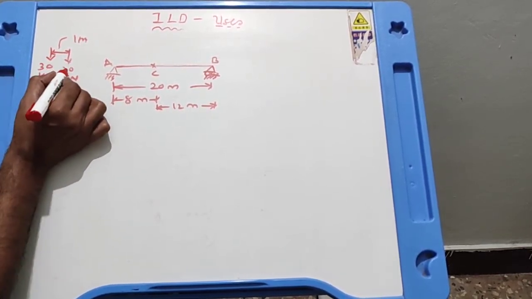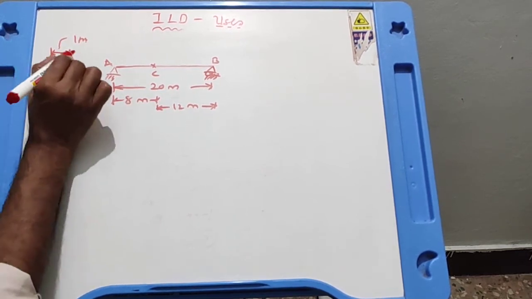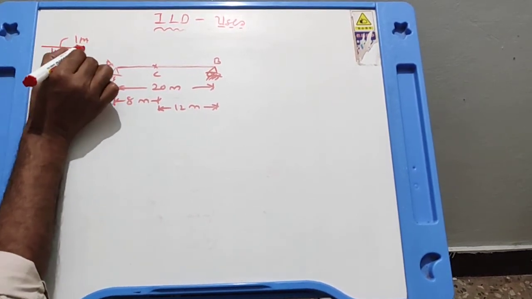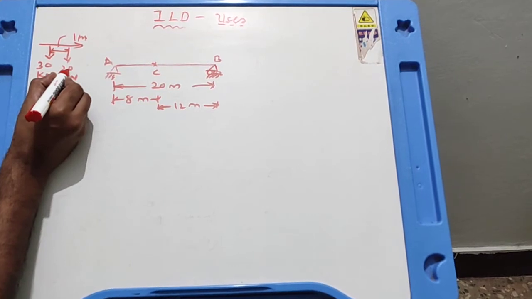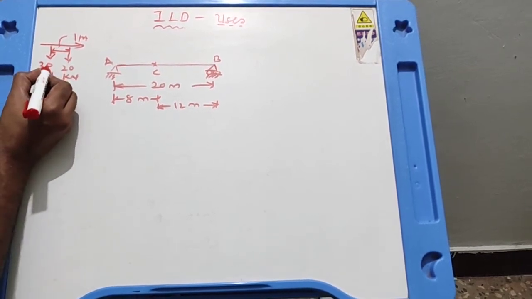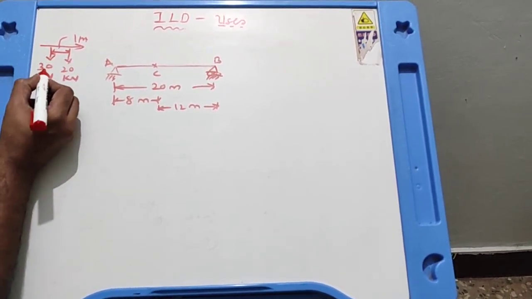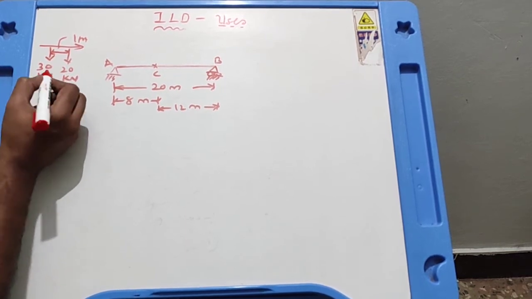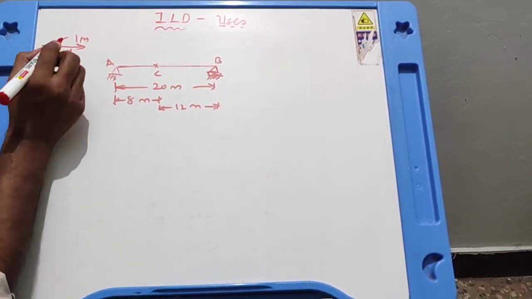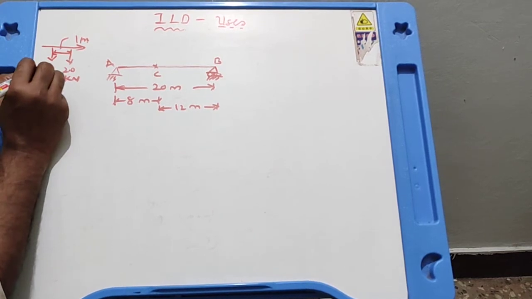This load is called the leading load because it is ahead. It is moving like this. You can see the journey is from left to right. So this is called the leading load and this is called the trailing load. Tractor and trailer, you have seen or heard these words. So this is the leading load, this is the trailing load.